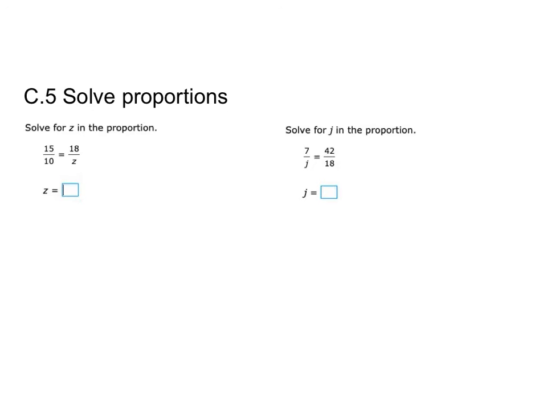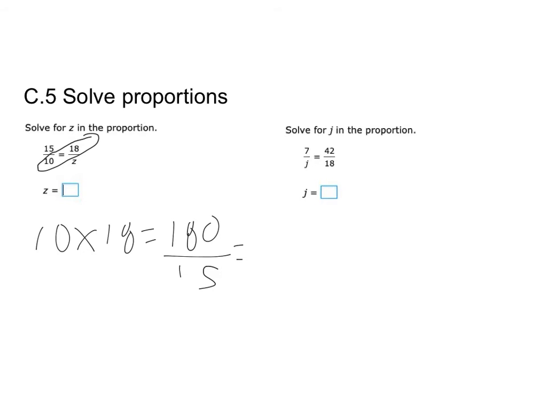Same thing looking at here. We say, okay, which ones are diagonal from each other, and we multiply those, so we get 10 times 18, which gives us 180. We divide that by 15. 180 divided by 15. We use our calculator, and we get 12.